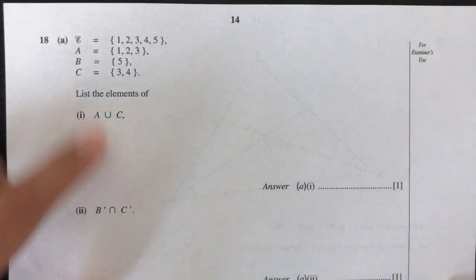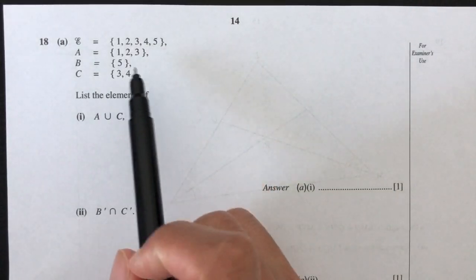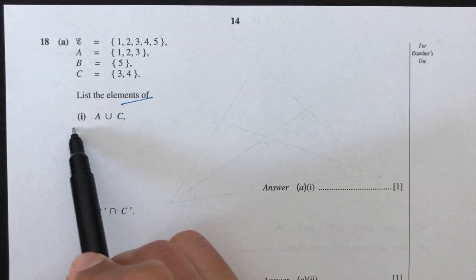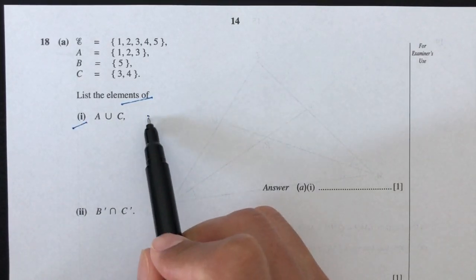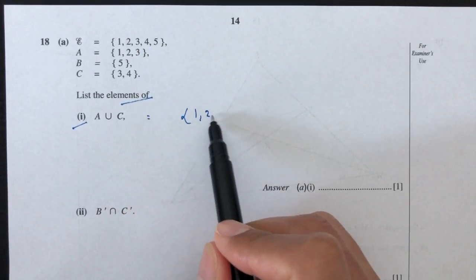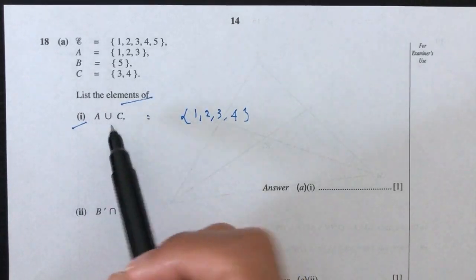So now question number 18. So we have a universal set, which is this 1, 2, 3, 4, 5, A equal to this, B and C. Now part 1, we have to find A union C. So it will be a set. A union C will be 1, 2, 3, and 4. Elements which are found in A and C.